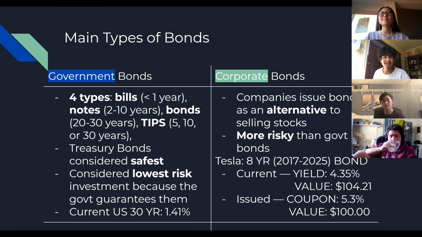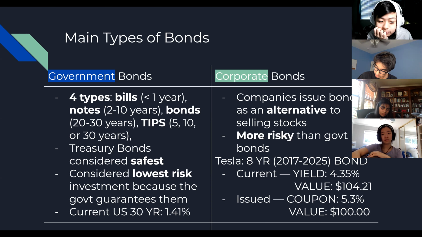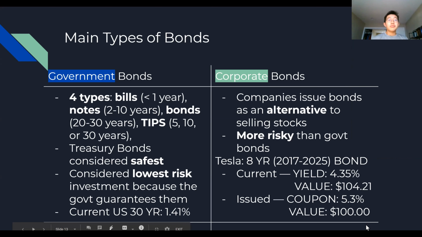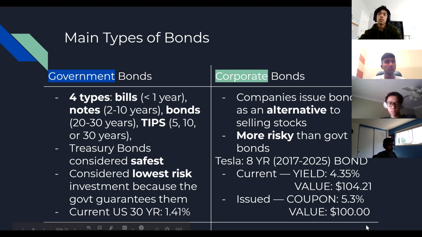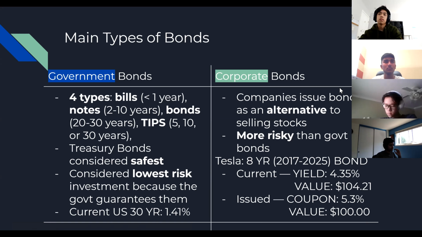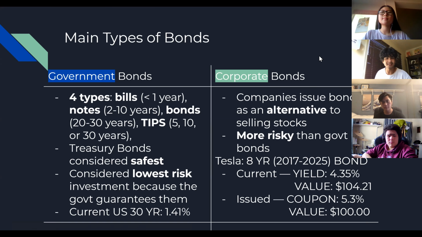So on the flip side, we have corporate bonds. Companies typically issue bonds as an alternative to selling stock in order to raise capital, which goes towards purchasing new factories, machines, supplies, all those kinds of things. Now, the important distinction between the two is the risk and the reward. Because corporate bonds aren't guaranteed by the federal government like Treasury bonds are, they are inherently riskier. So in order to reflect this risk, corporate bonds actually have a higher coupon rate in order to incentivize investors to buy that bond.